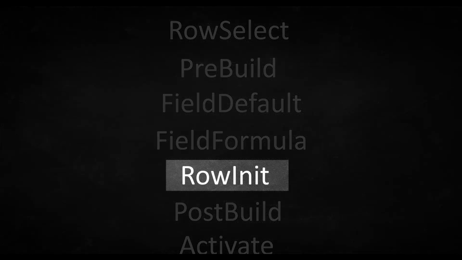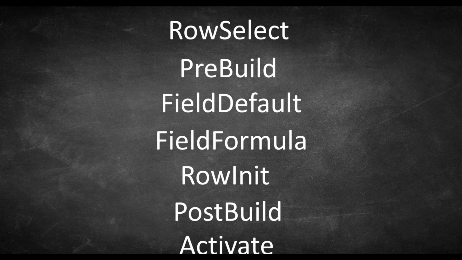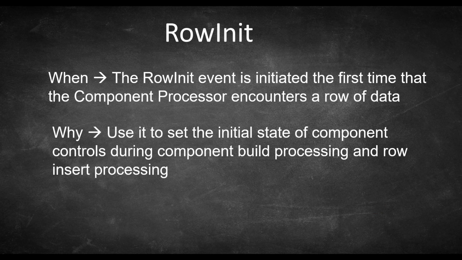In this case, we can use the row init PeopleCode event. Let's understand how row init works. The row init event is initiated the first time the component processor encounters a row of data.